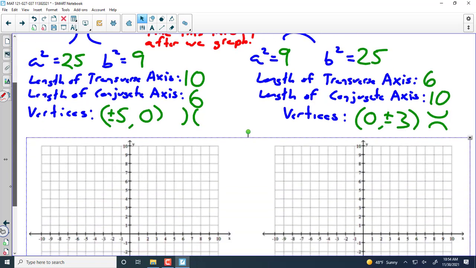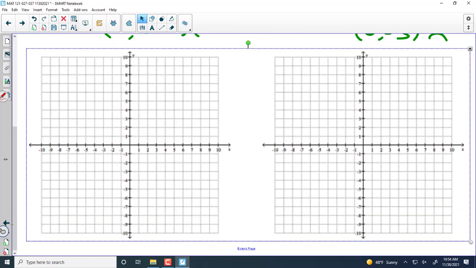Let's do this then. See if you can draw the hyperbolas for both of these. Try it. If you get it wrong, you can put a big scratch out through it and try it again later. Try it now. If you only have time to do one, you only have time to do one. That's fine.